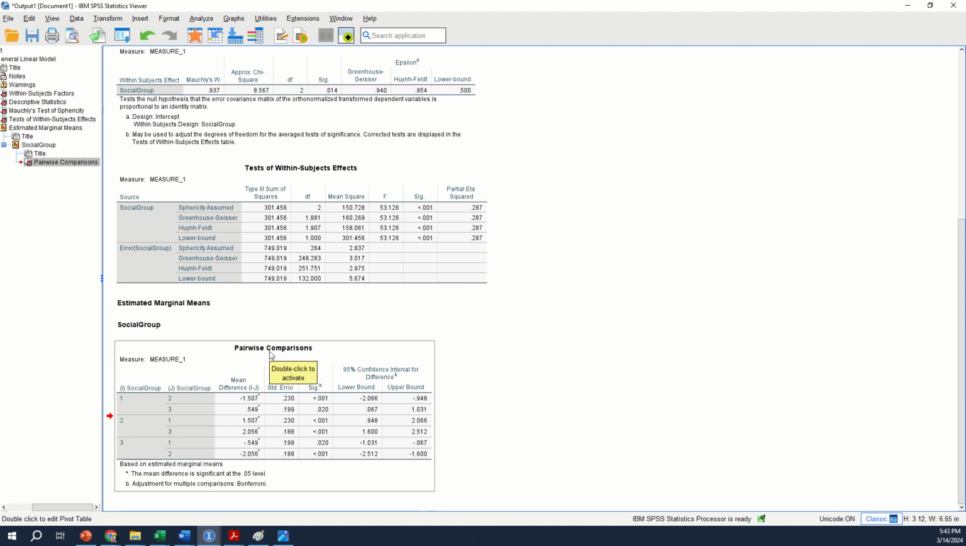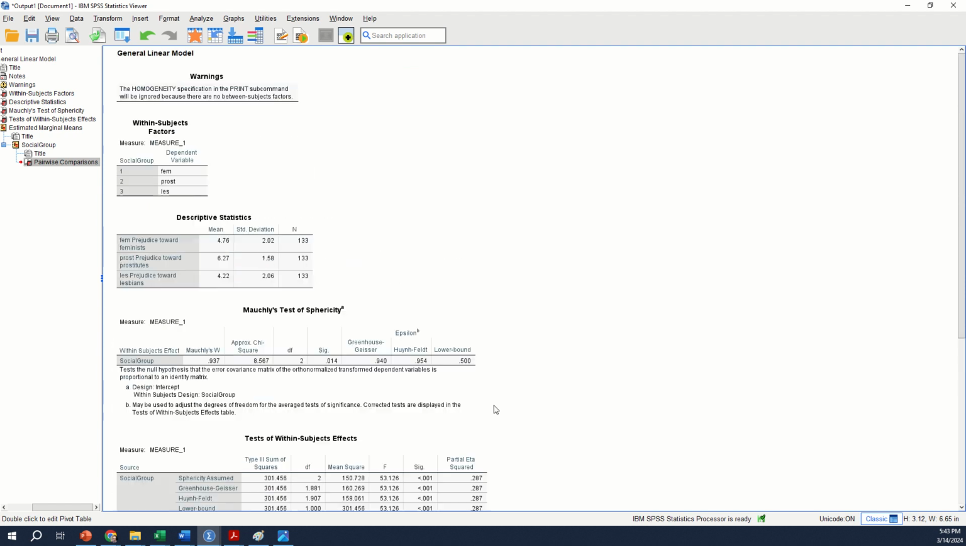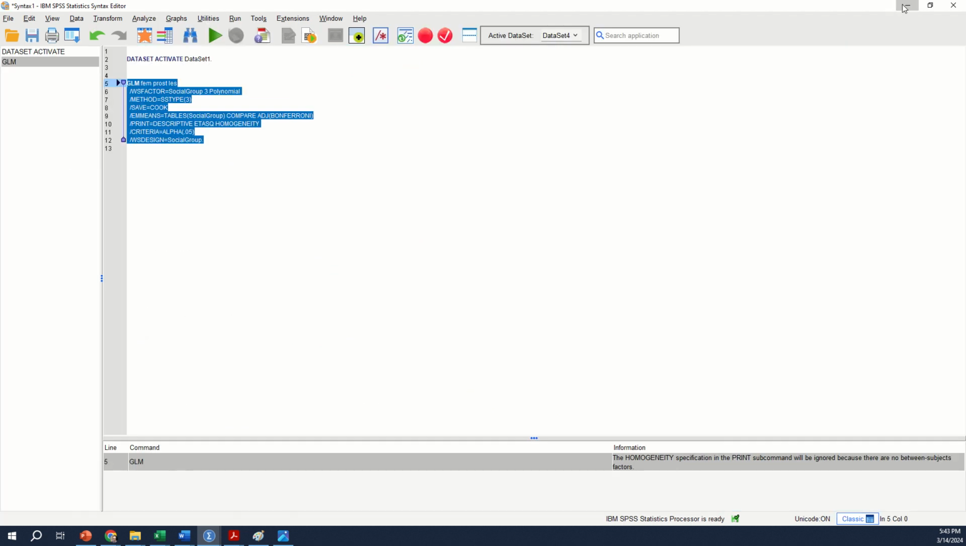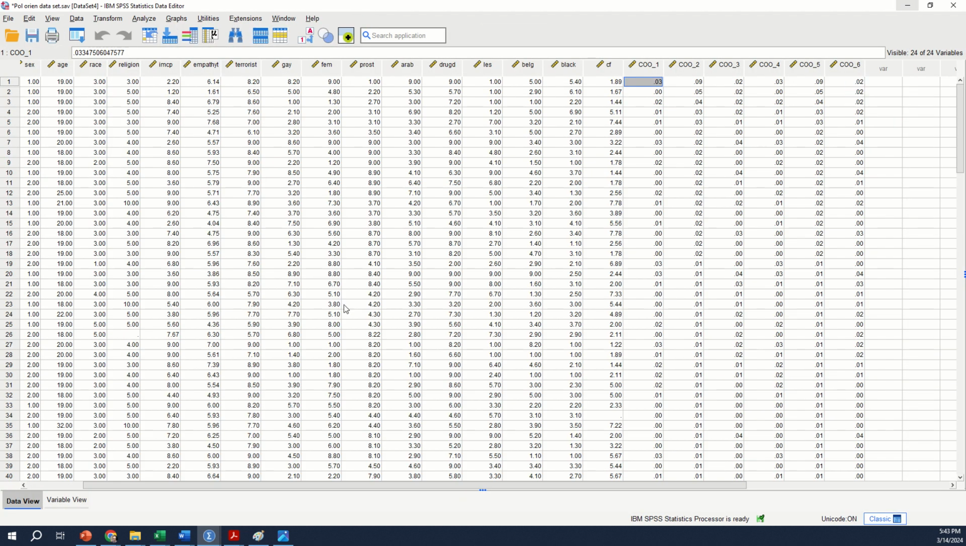SPSS calls it here, pairwise comparisons. They should just use consistent terminology regardless of the ANOVA. So pairwise comparisons, multiple comparisons, post hoc test, virtually talking about the same thing. The very first thing that we want to do, though, is go back and make sure our Cook's D values look okay.